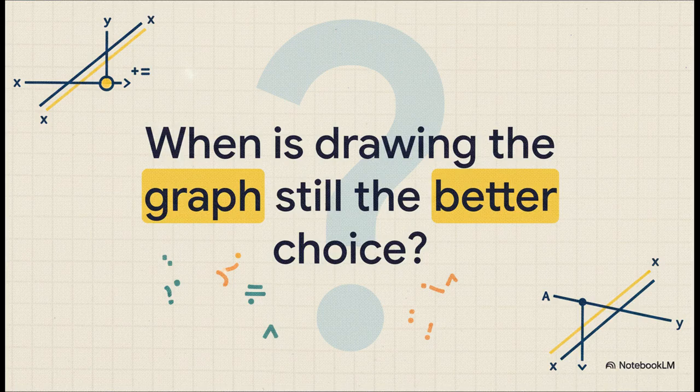So we've seen just how awesome this algebraic shortcut is. But it only tells you if a solution exists and how many there are. It doesn't tell you what the solution actually is. So I'll leave you with a question to think about. When would taking the time to actually draw the graph and find that intersection point be more useful than just using this quick ratio test?